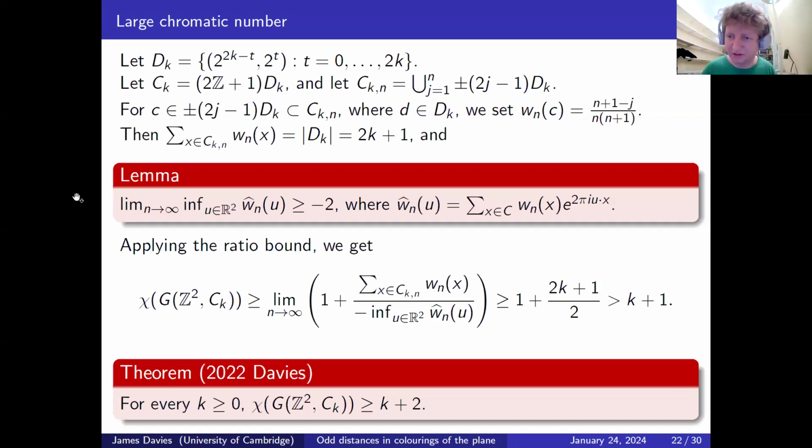Okay, so this is great. We found a way to construct a Cayley graph of this form which has large chromatic number. For any k, we can get chromatic number k plus 2.